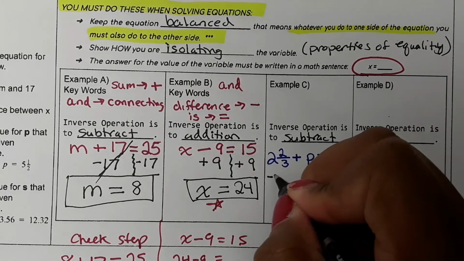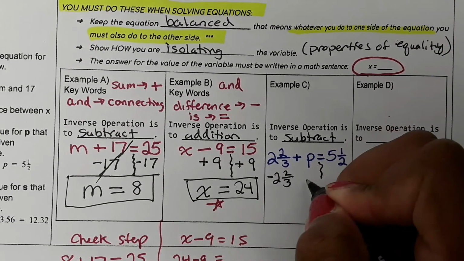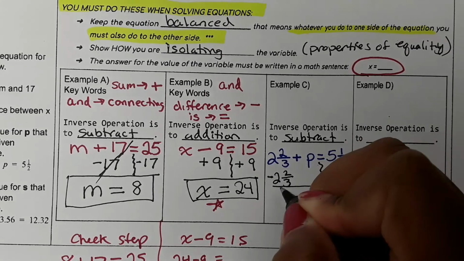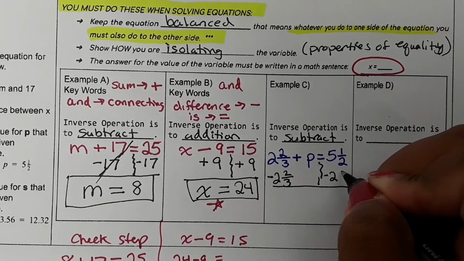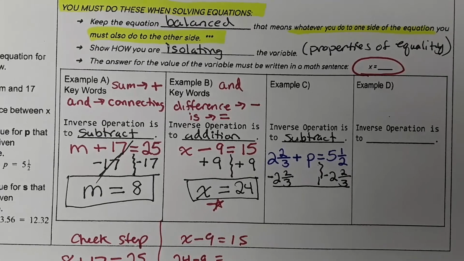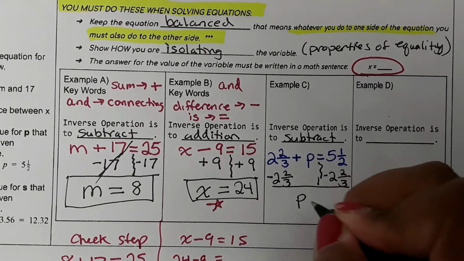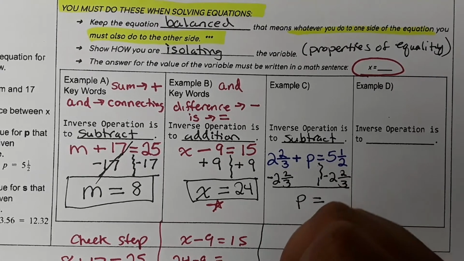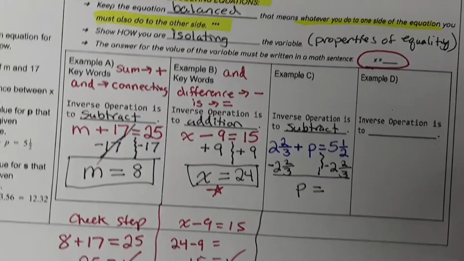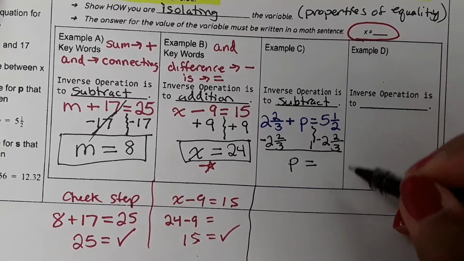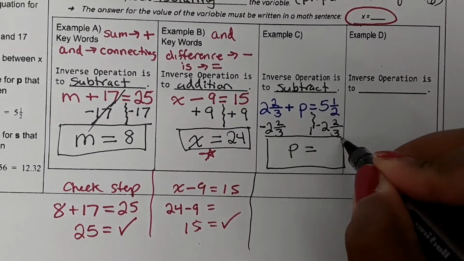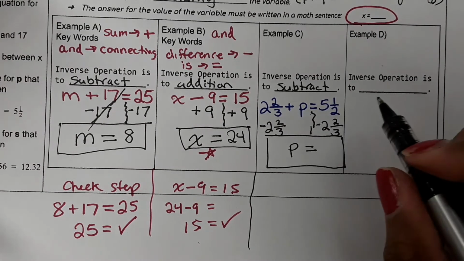So I'm going to take 2 2/3 from this side, which means whatever I did to this side, I also have to do to this side, 2 2/3. Bringing me to P is equal to, and now we have to solve it. Now we want to keep this space clean and neat because we want the answer to fit nicely there. We don't want any unnecessary mess.